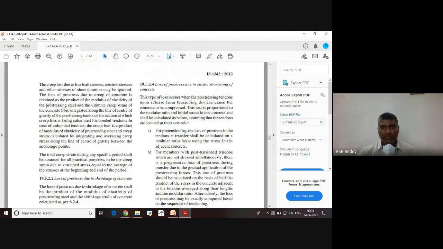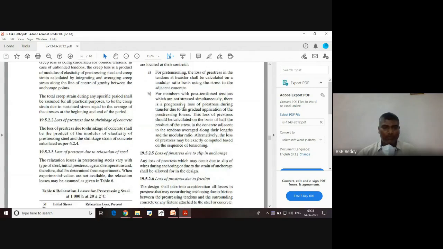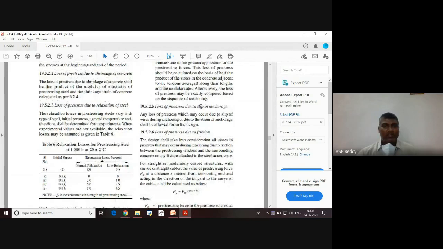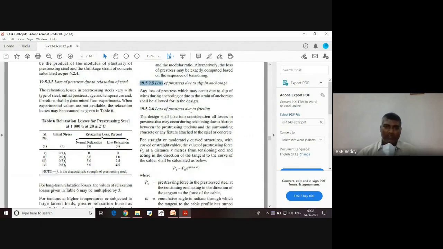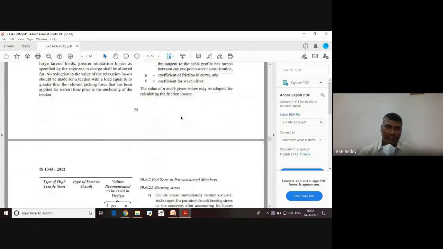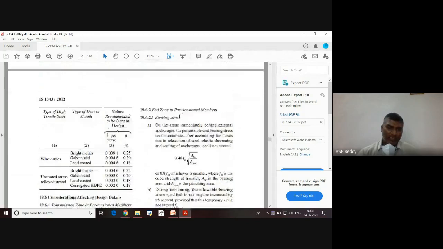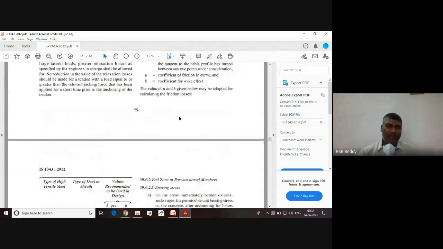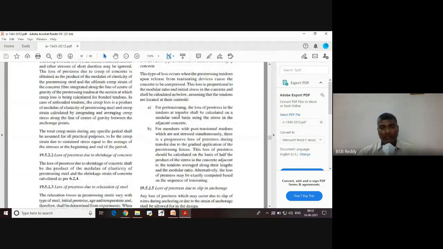Next, coming to the loss of pre-stress due to elastic shortening of concrete, you have to follow 19.5.2.4, and loss of pre-stress due to slip in anchorage, you have to follow 19.5.2.5, and loss of pre-stress due to friction, you have to follow 19.5.2.6. Okay, so there are six categories given in the IS code.